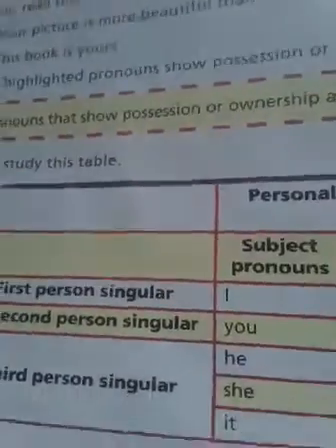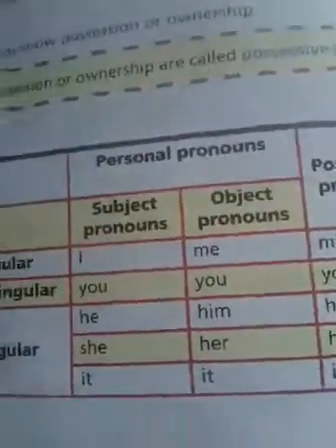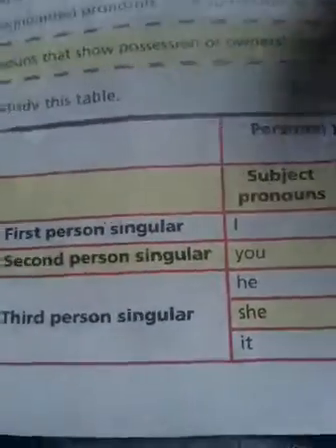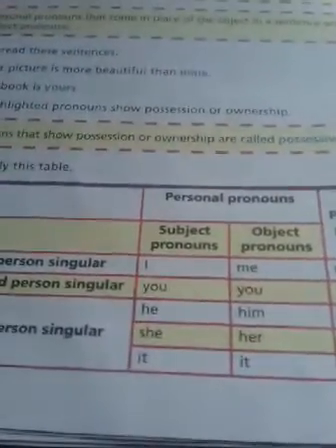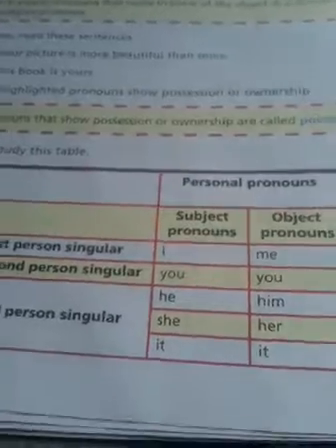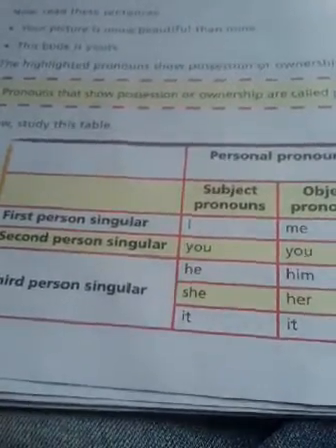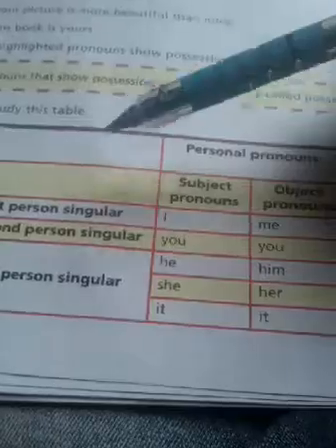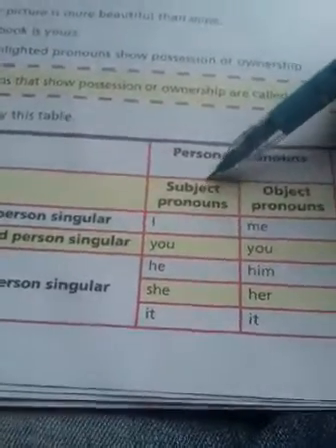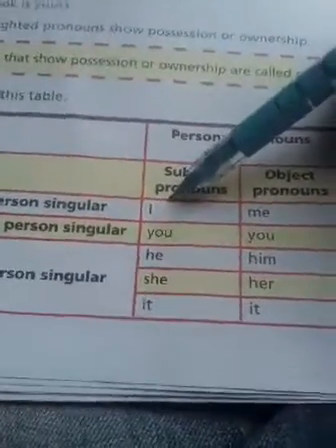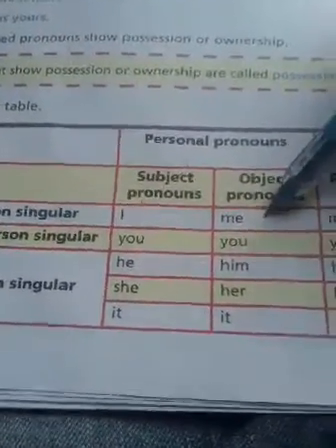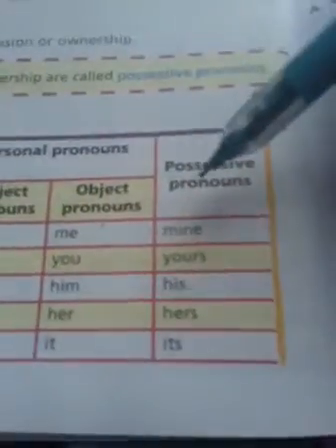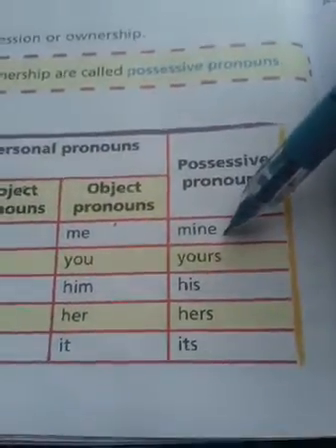Some tables are given here, with first person singular, second person singular, and third person singular. Personal pronouns can be divided into three categories: first person, second person and third person. The first person singular subjective pronoun is I, the objective pronoun is me, and the possessive pronoun is mine.